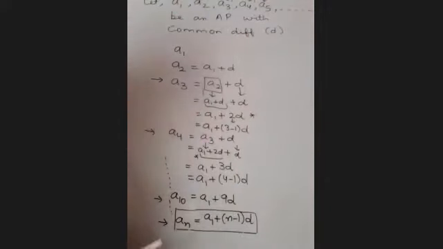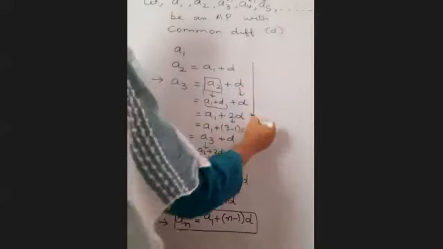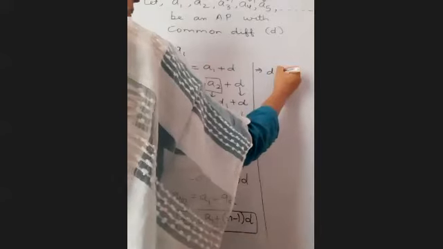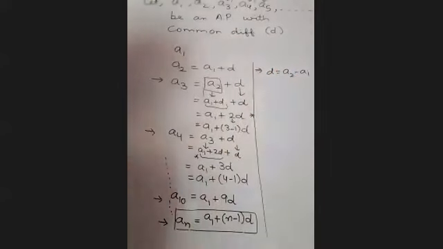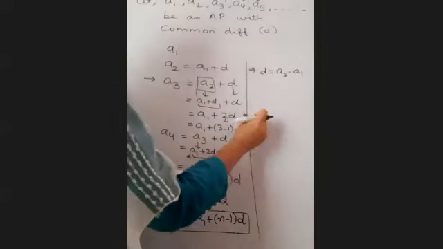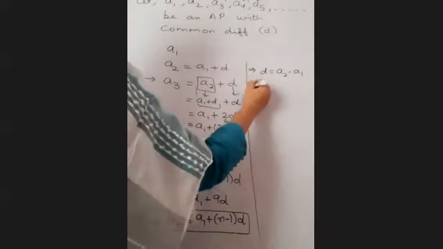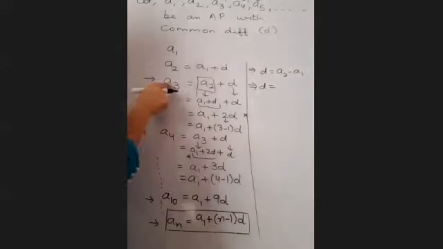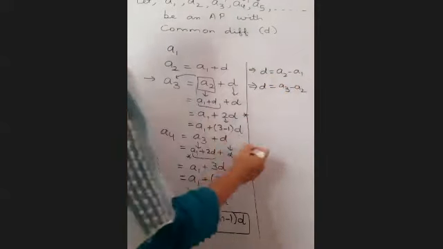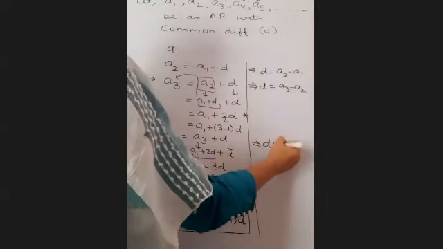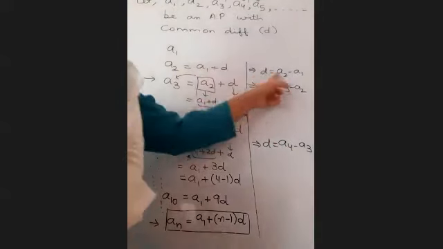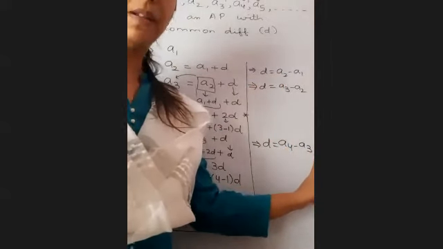Now this is the first thing. One more thing I want you to observe. A2 is A1 plus D. What does it mean? Does it mean that D is A2 minus A1? From here, D is also A3 minus A2. This is also A4 minus A3. So if you observe, it is always the next term minus the previous term.